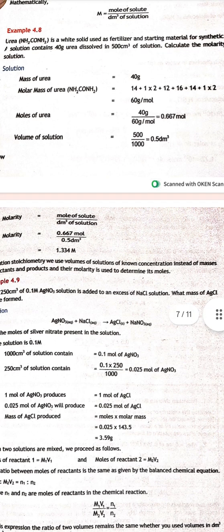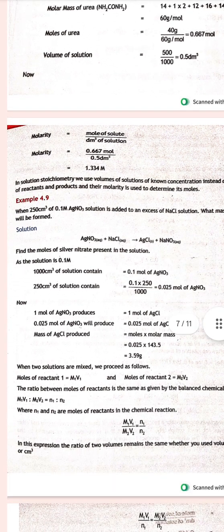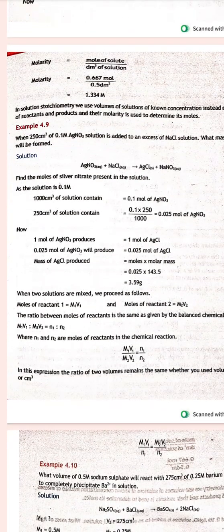So we also have some examples here, an example of urea that has a mass of 40 grams, and we have to calculate the molar mass, that is 60 gram per mole, then moles of urea is 40 over 60, which is equal to 0.667. And then we have the volume of solution, that is 500 divided by 1000, which is 0.5 decimeter cube. Now molarity is moles of solute divided by decimeter cube of the solution. 0.667 divided by 0.5 is equal to 1.334.